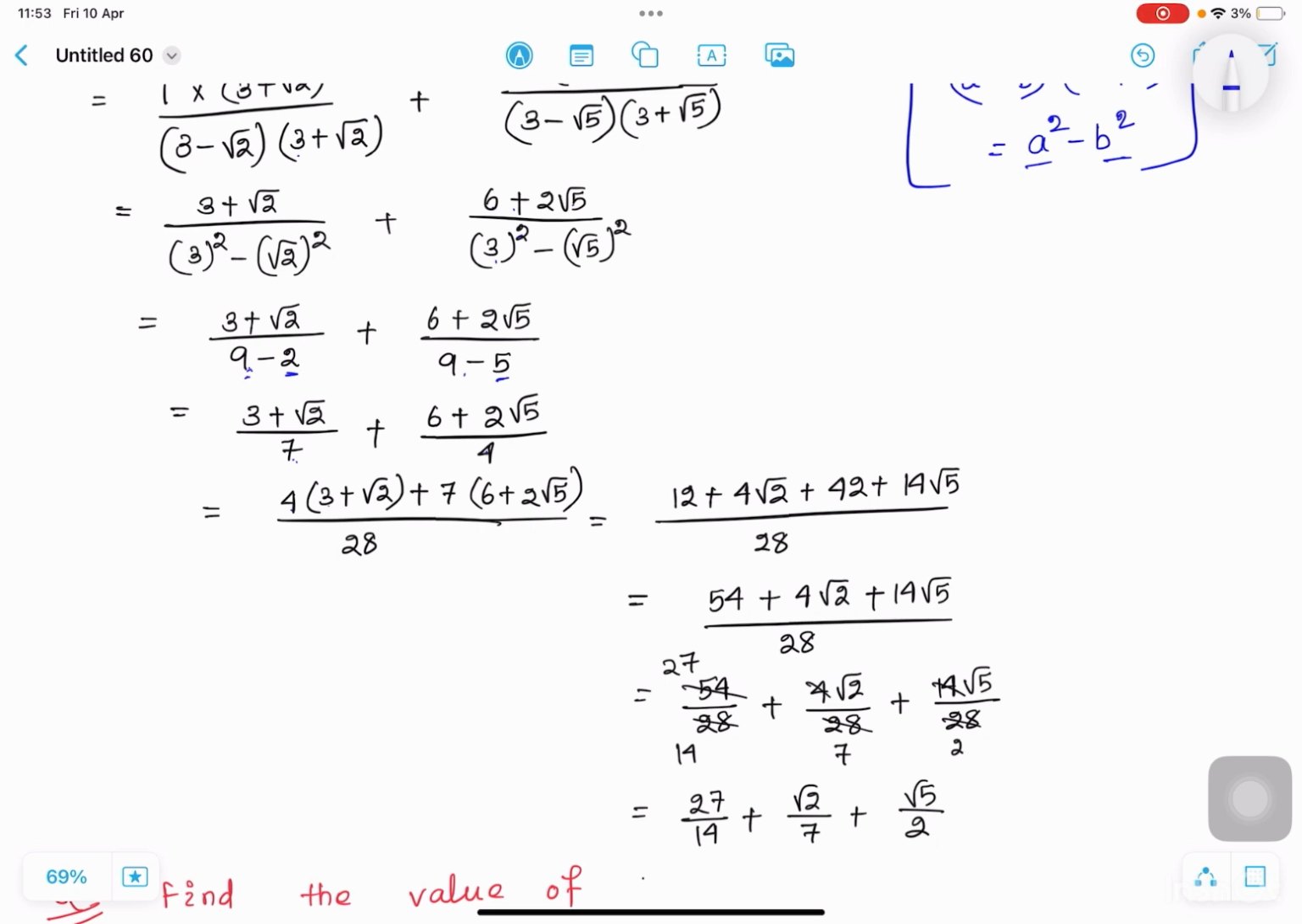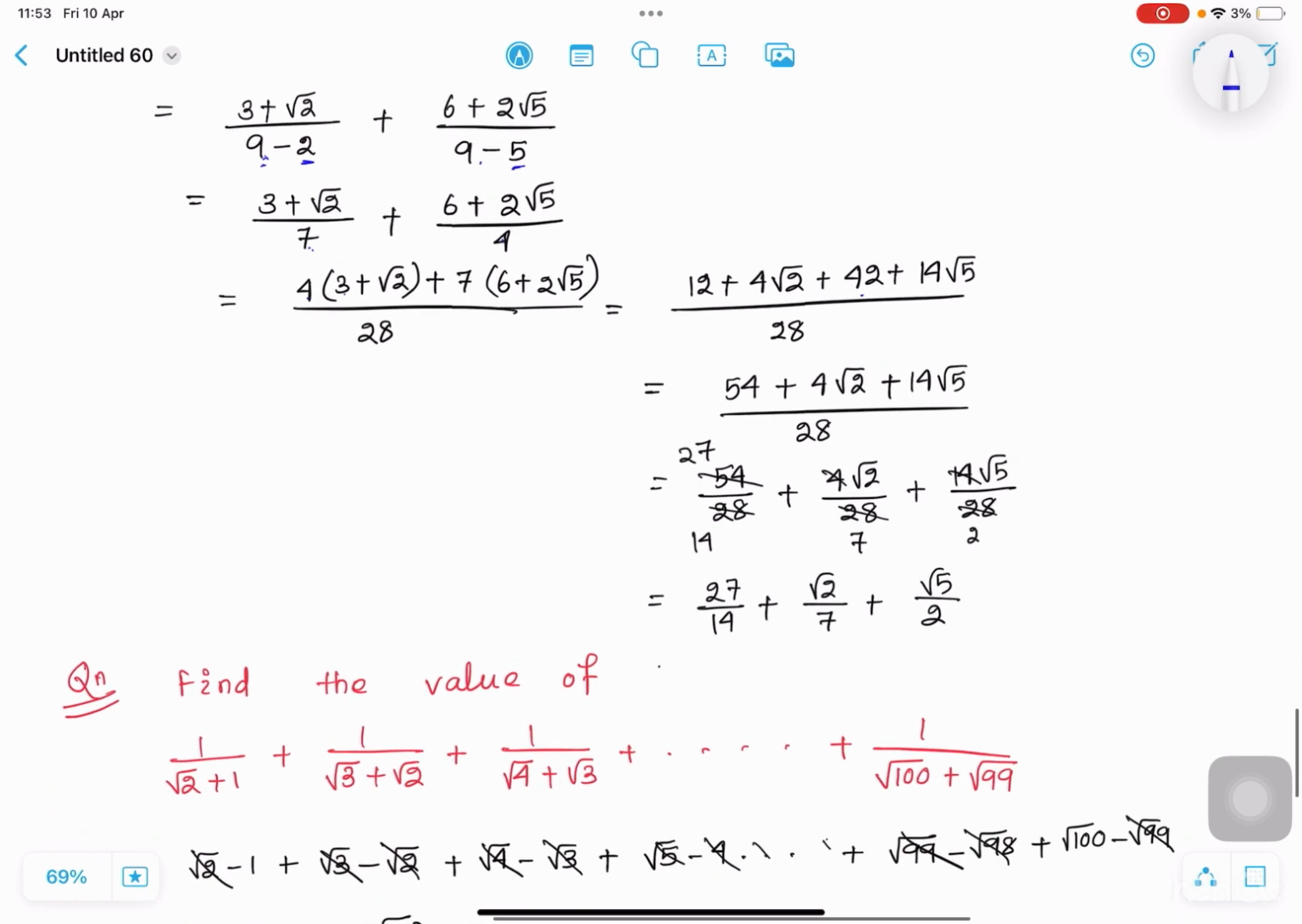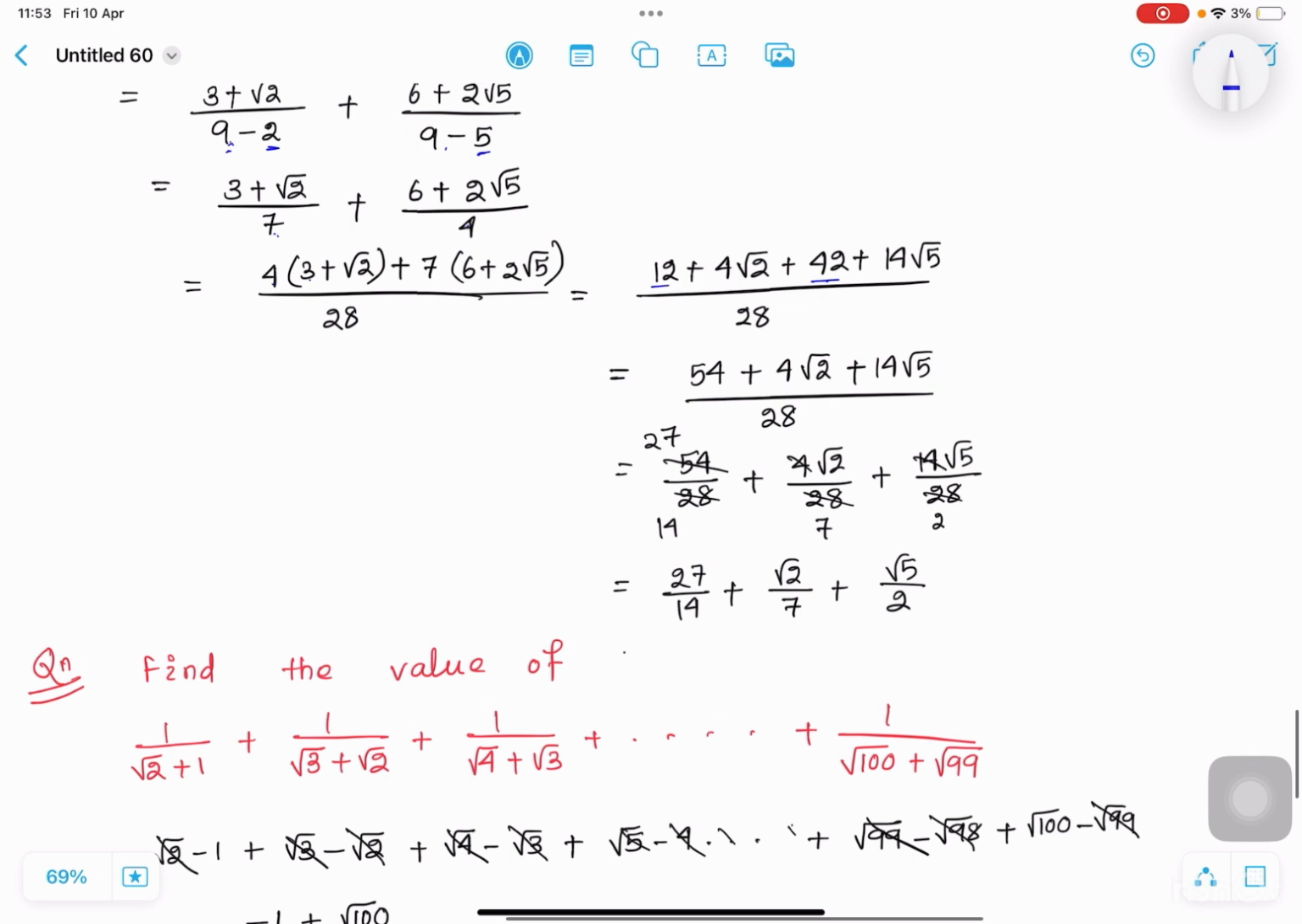4 into 3 is 12, 4 root 2. 7 into 6 is 42. 7 into 2 root 5, 14 root 5, by 28. Then 12 plus 42 is 54. 4 root 2 plus 14 root 5 by 28. So I have separated all the terms. 54 by 28, I have got it in 2: 27 by 14. 4, if we cut 28 with 4, 7. 14 into 2 is 28. So the answer is this one.